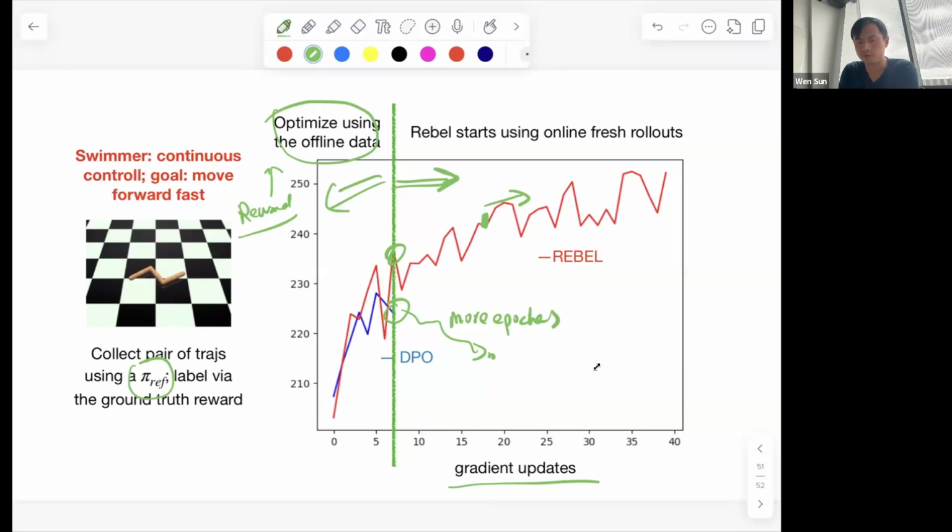One of the authors of Rebel, Jonathan Chen, graduated and joined Databricks, and apparently now they're using Rebel in their product. He just told me that their team was pushing really hard for Rebel, and another team was skeptical about Rebel, but in their final evaluation, their team beat that other team, so now the other team also does Rebel.